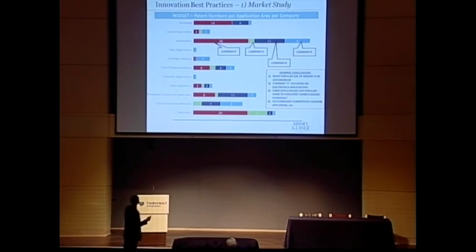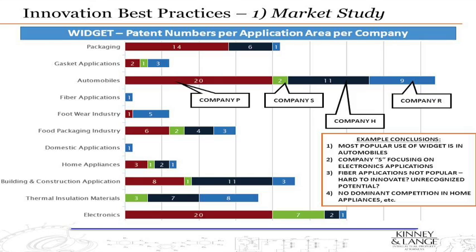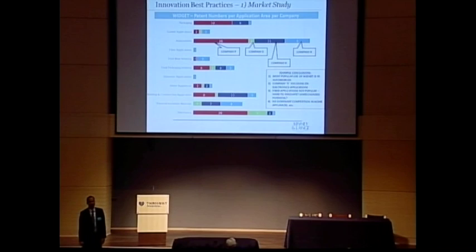You can also do a market study where you look at, let's say your widget could be used in a lot of different application areas. So it could be used in packaging or gaskets or automotive applications, for example. And you want to get an idea of where we could potentially use this widget, where we could potentially sell it, and if we develop into that space, where the patent rights exist.